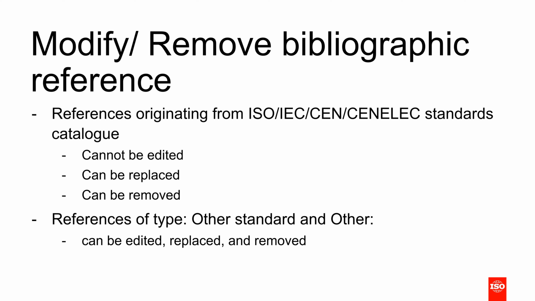Bibliographic references that originate from the ISO, IEC, SEN, and CEN standards catalog cannot be edited, but they can be replaced and also removed. Bibliographic references of type Other standard and Other can be edited, replaced, and removed as well.